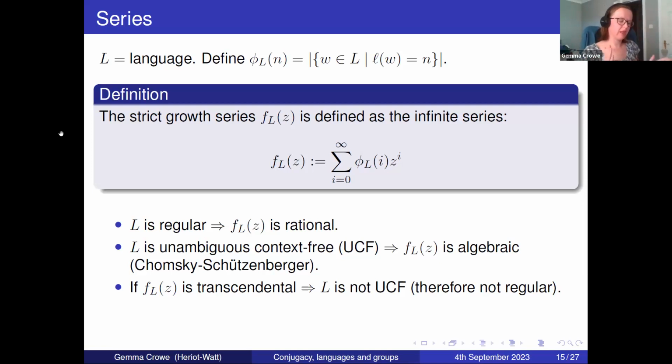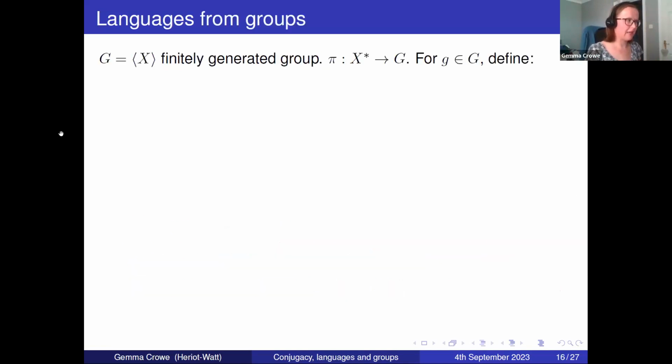Okay, so I've talked about languages, I've kind of talked about growth. We need to get back to group theory at some point. So let's see how we can put all of this together, and indeed bring back conjugacy as well, because I haven't really spoken about that yet.